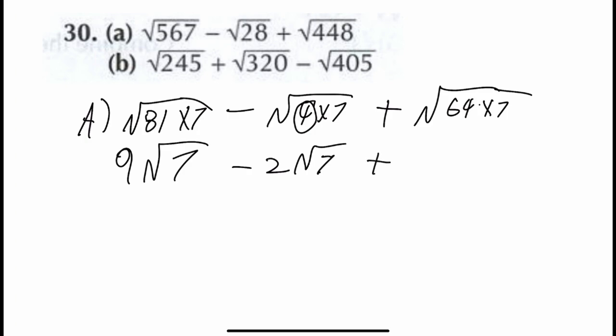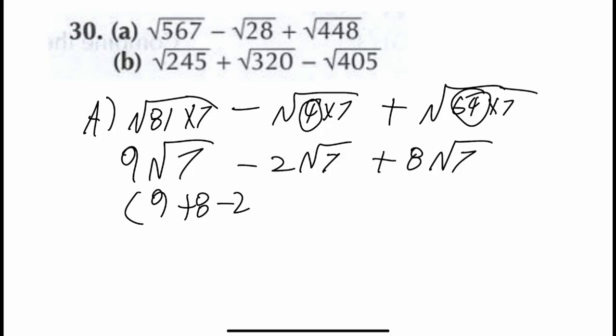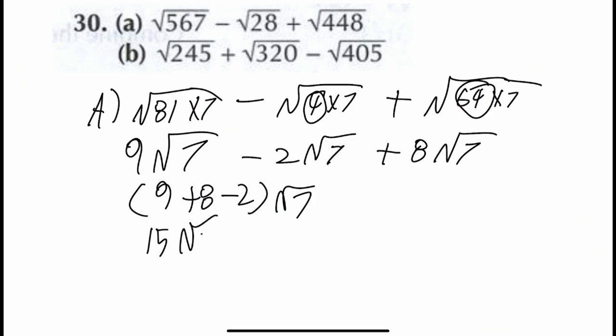plus... Identify the number that we can just reduce by square rooting it. That would be 64. The square root of 64 is 8, so put it outside the square root. Put 8, then leave 7. Okay, now we can just simplify. So 9 plus 8 minus 2 root 7. We know that would be 15. So the answer is 15 root 7. Okay, let's solve for B.